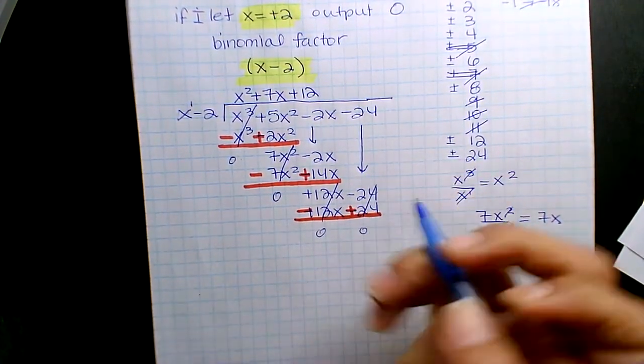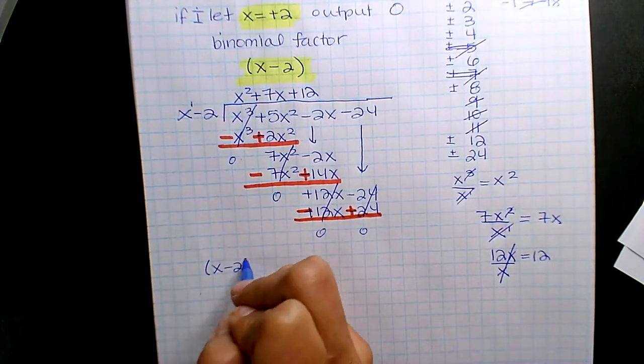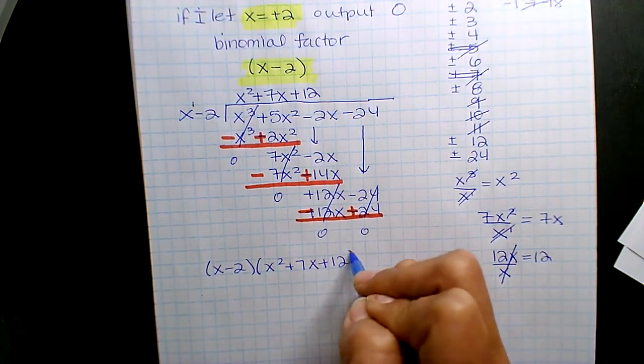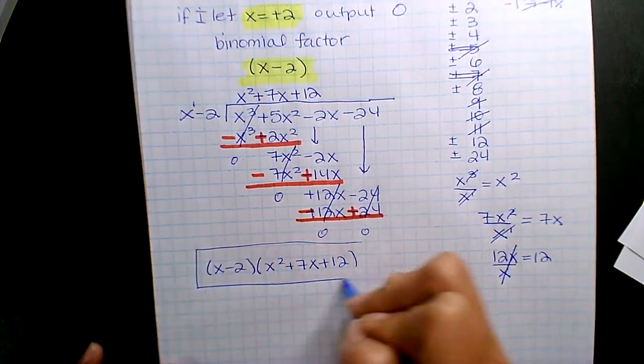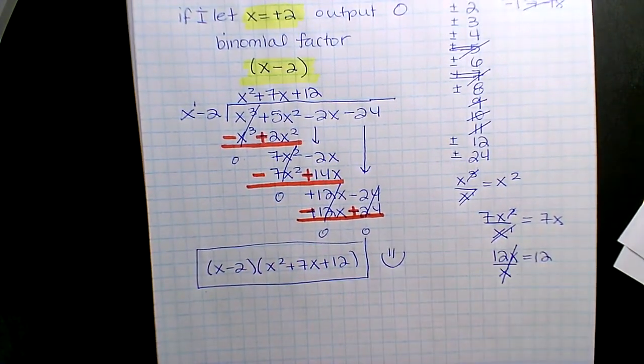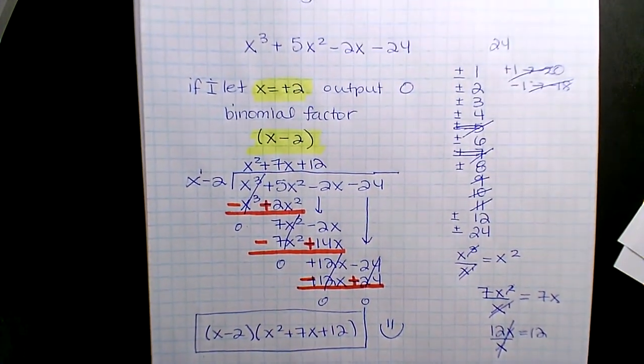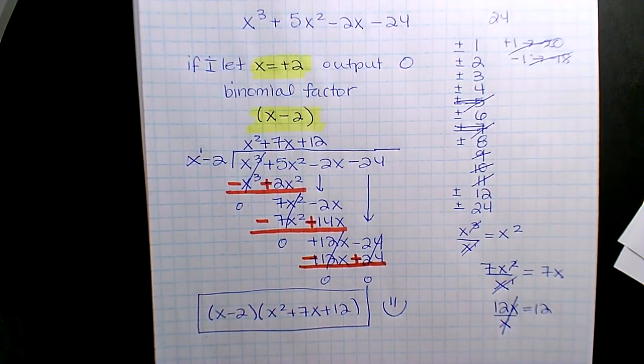And so x minus 2, x squared plus 7x plus 12. Okay, if you give me this, you're awesome. It's beautiful. And you factored it.